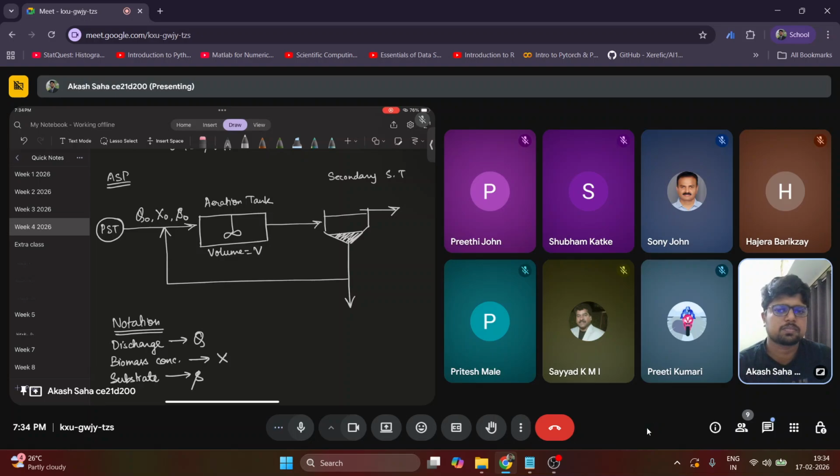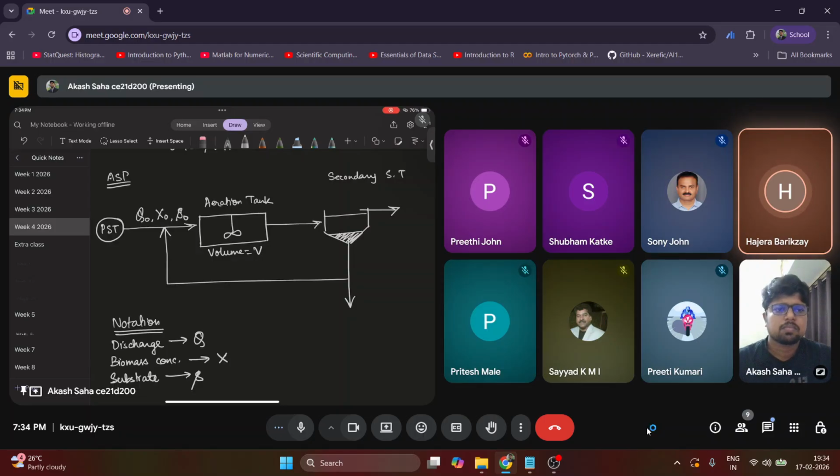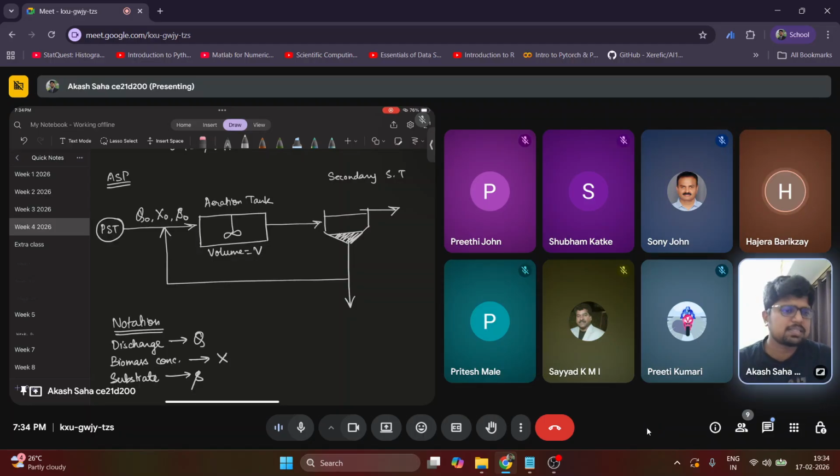Any idea? Maybe it will increase because we're supplying oxygen to it. Yes, we are activating it, we are providing food in the tank, so definitely this biomass concentration will increase. Suppose it will increase to some value X. And what about S naught? Will it increase or decrease? S naught is the substrate or the BOD. It will be decreasing. Suppose it is decreasing to S.